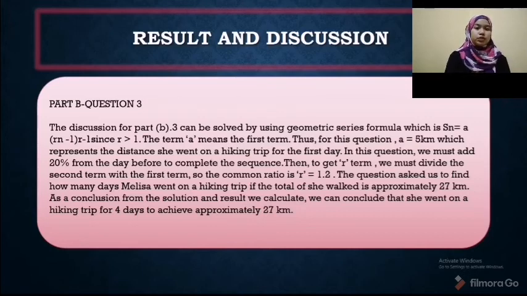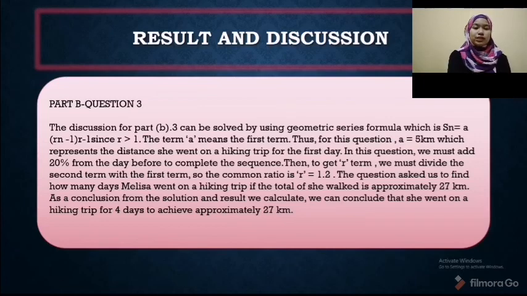So this question can be solved by using the geometric series formula. The formula is Sn equals a open bracket r to the power of n minus 1 close bracket divided by r minus 1, since r is greater than 1. For this question, a is 5 kilometers, which represents the distance she went on a hiking trip on the first day. In this question, we must add 20% from the day before to complete the sequence. Then to get r, the common ratio, we must divide the second term by the first term. So r is equal to 1.2.